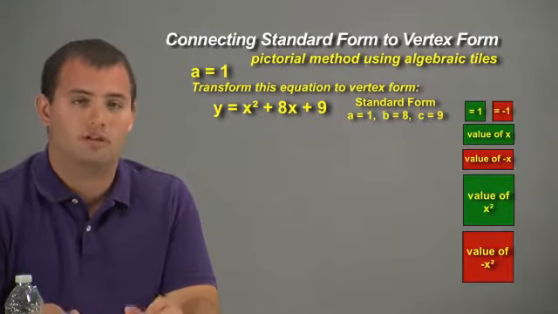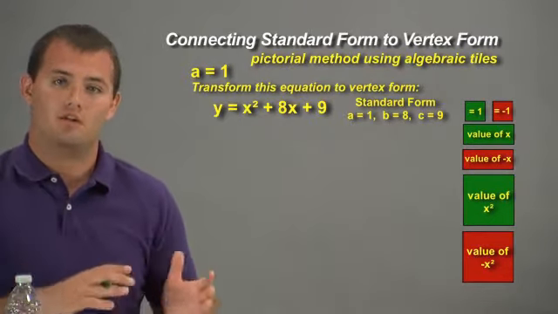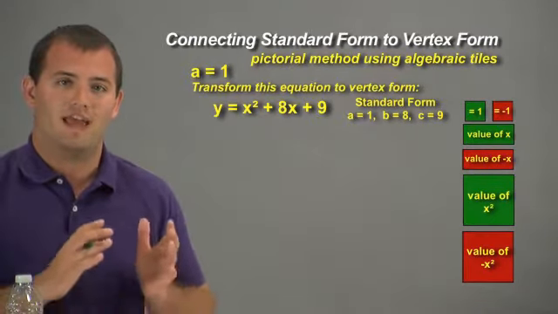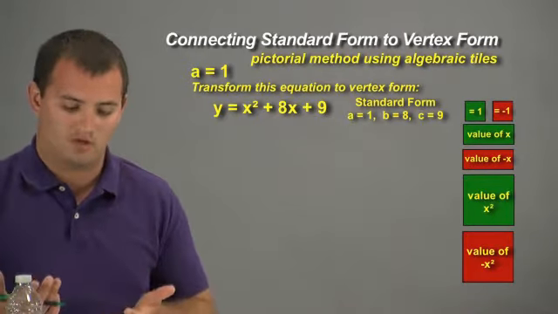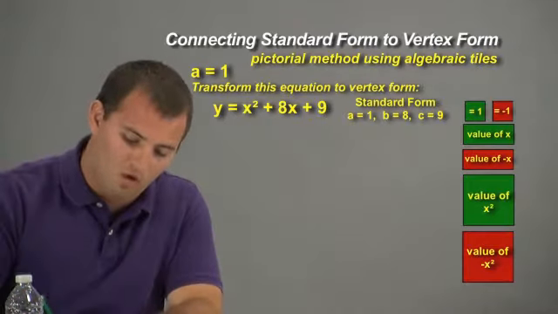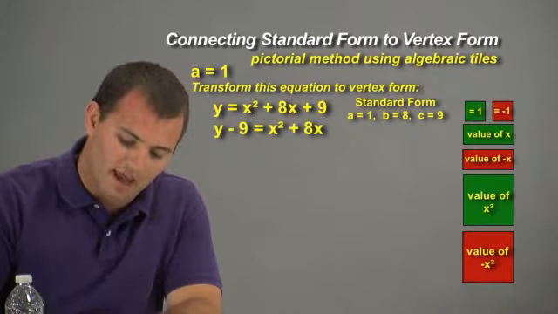Now the first step to completing the square is to move the c value to the other side of the equation to isolate the ax squared plus bx. To do so, we will subtract 9 from both sides, and our equation will now become y minus 9 is equal to x squared plus 8x.